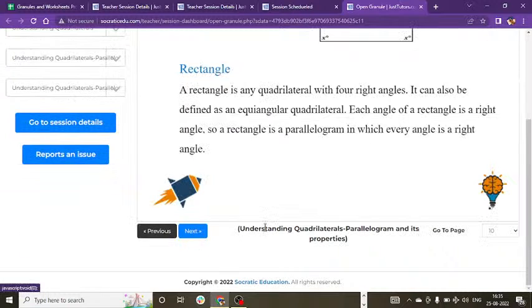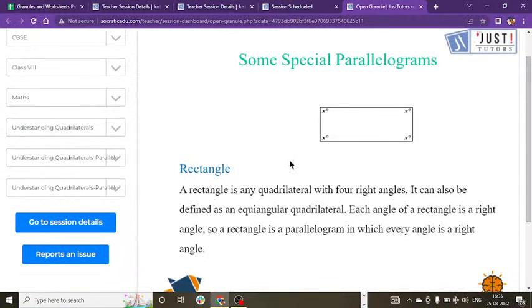And now let's move on to the rectangle. So जैसे कि rectangle के बारे में हम 6th class से पढ़ते आए हैं, I don't think there are any doubts in rectangle, but let's have a look at this. A rectangle is a quadrilateral with 4 right angles. So यहाँ पे 4 right angles आप देख सकते हैं, and it is also defined as an equiangular quadrilateral, and each angle of a rectangle is a right angle. यहाँ पे 90 degrees, 90, 90 and 90. So each angle is 90 degrees.